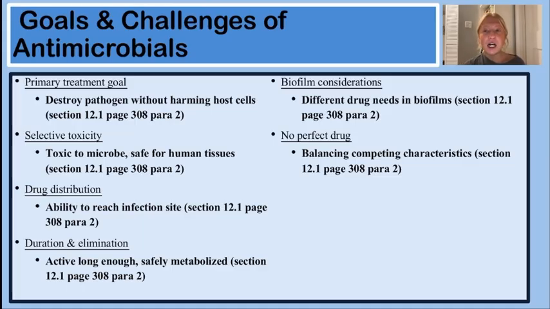The primary goal of antimicrobial therapy is very straightforward in theory, but very difficult in practice. The goal is to eliminate the infectious agent without damaging the patient's own cells. This depends heavily on selective toxicity, meaning the drug targets microbial structures or processes while sparing human tissue. Another key consideration is whether the drug can reach the site of infection, since some body compartments like the brain, joints, or skin can limit drug penetration.